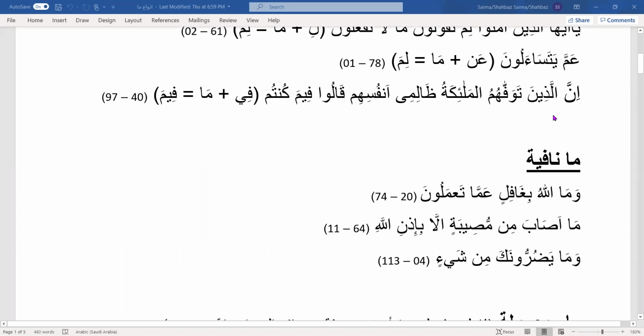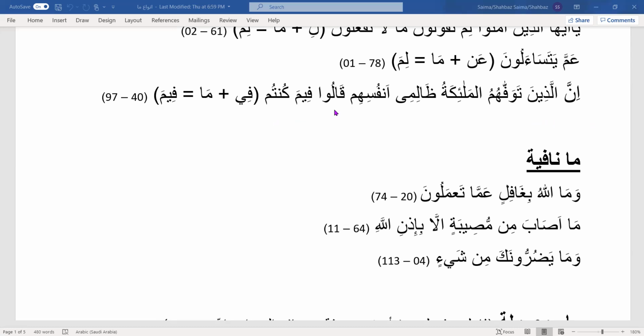Moving on. إن الذين توفاهم الملائكة ظالمي أنفسهم قالوا فيما كنتم. Again, fima. It is made up of fi plus ma. And when they combine together, alif is lost. Again, same phenomena, and it becomes fima. So this ma istifhamiyah. Indeed, those whom the angels cause to die while they are wronging themselves.